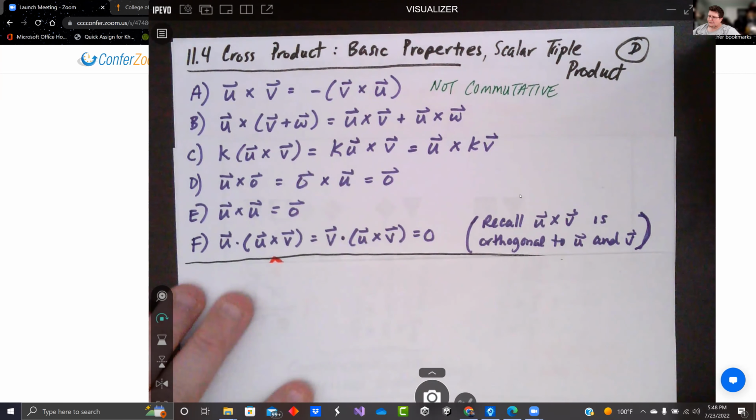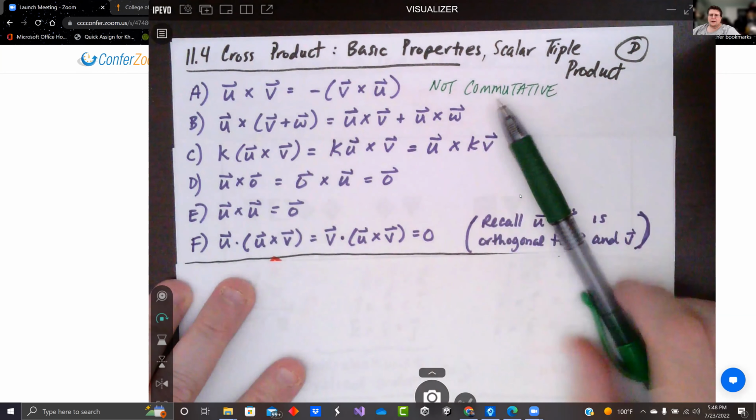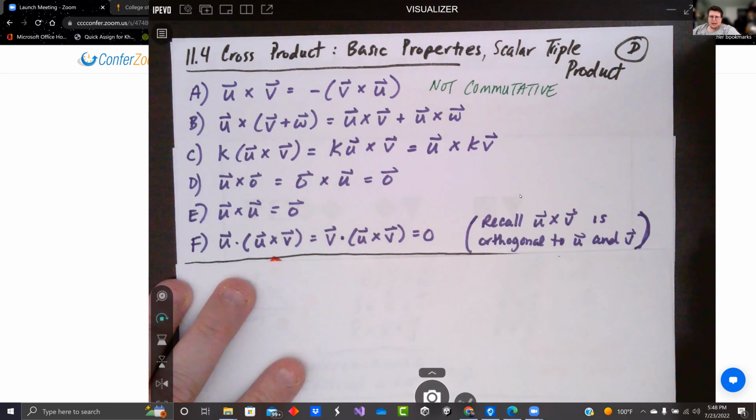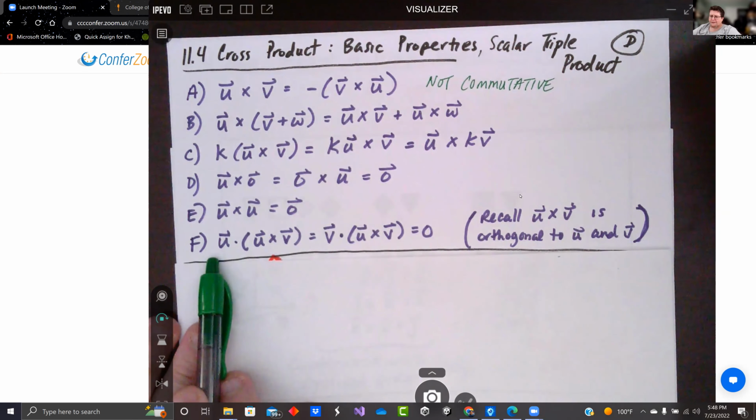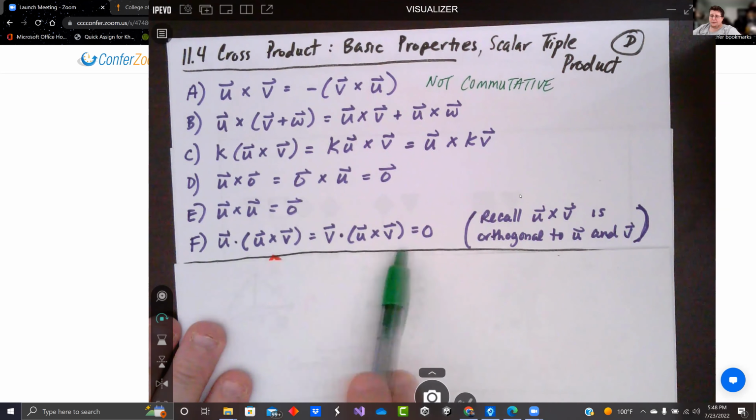And then we've got U dotted with U cross V is the same thing as V dotted with U cross V, which equals 0. And remember, if you want to remember why, U cross V was W. W was orthogonal to both U and V. So the dot product of two orthogonal vectors, U and W, V and W, is 0.